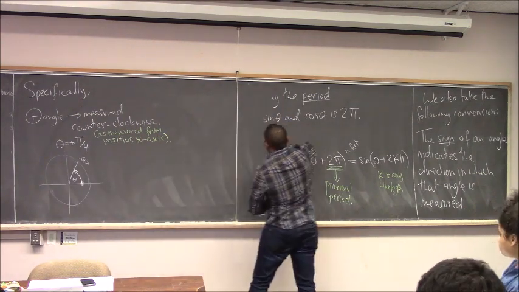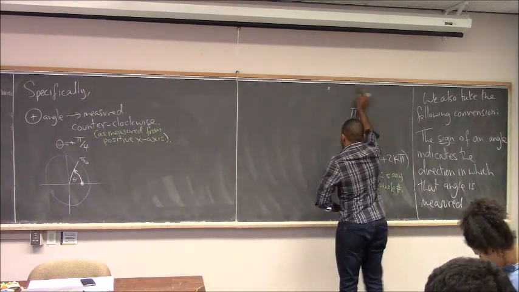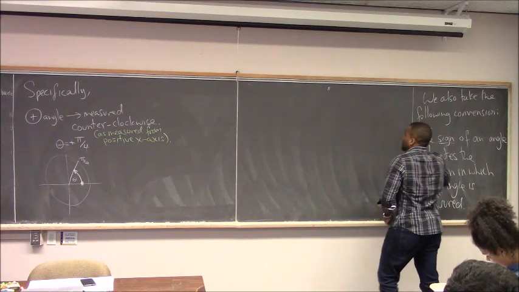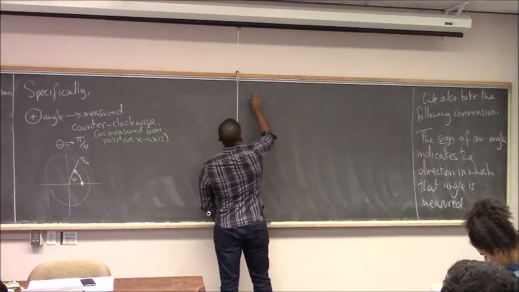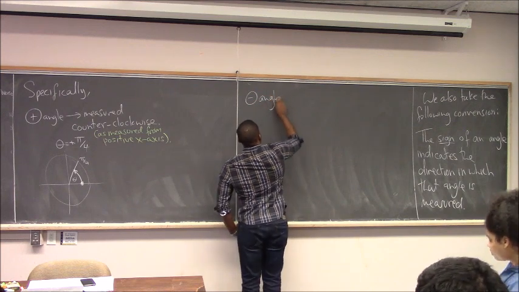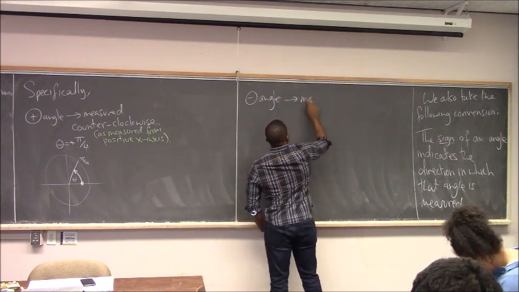And negative just means clockwise, the opposite direction. A negative angle means it's measured clockwise.